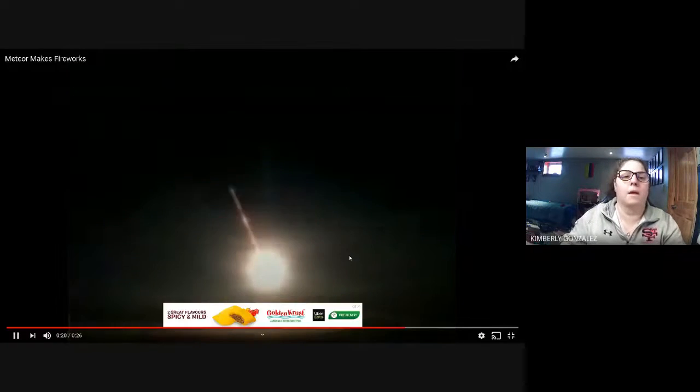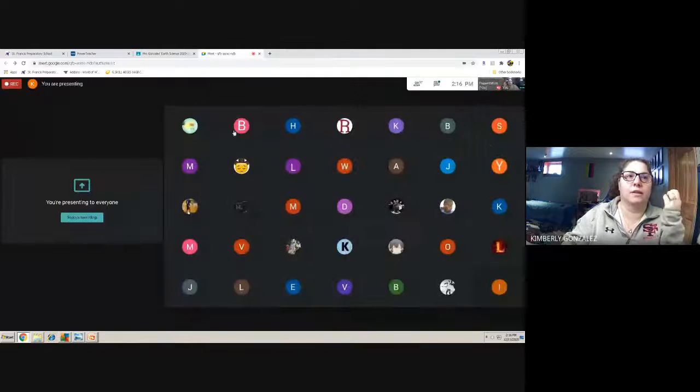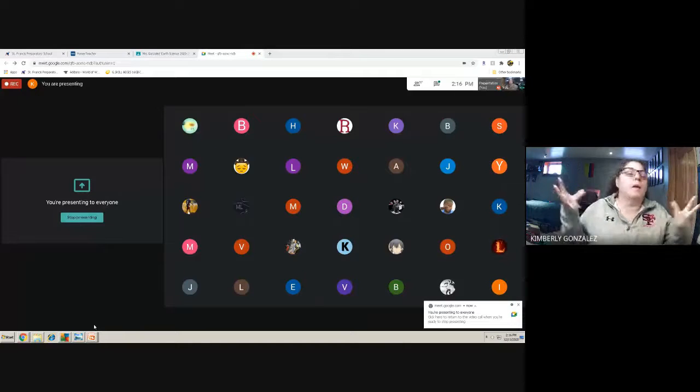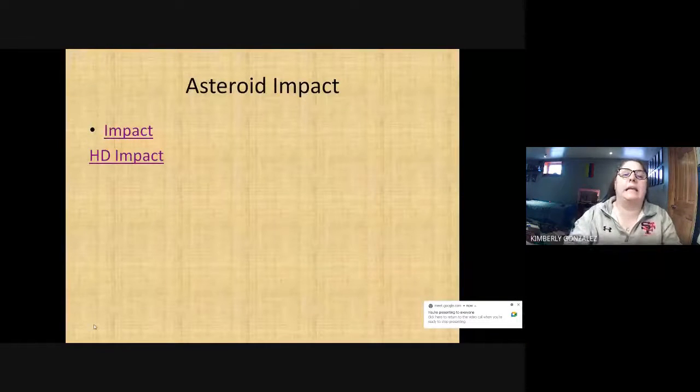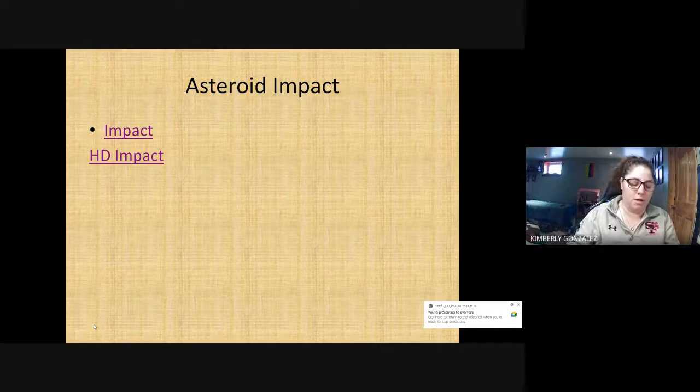So what you were seeing there is as the asteroid came into our atmosphere, you saw how it blew up. It wasn't blowing up, it was actually heating up. And that bright glow was because it was moving so fast through our atmosphere that it was heating up and heating up and heating up.